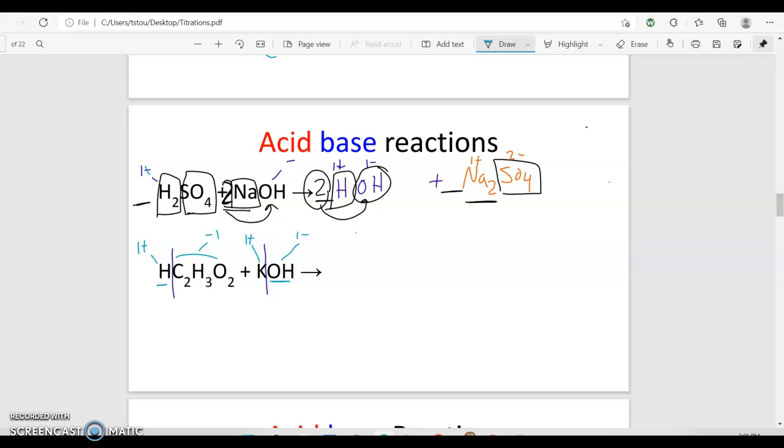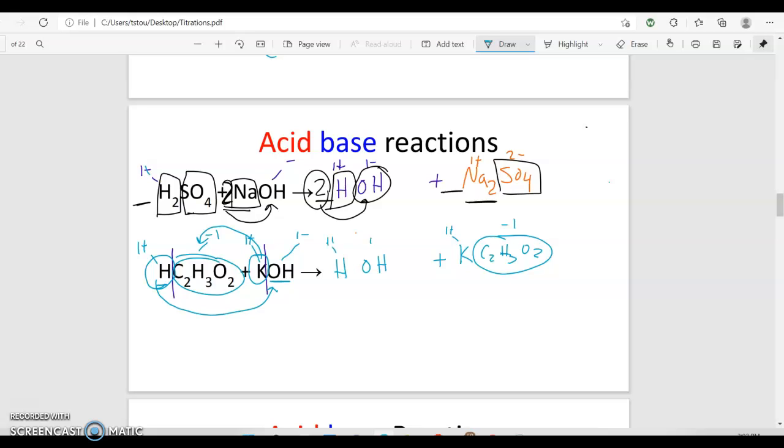Now I'm going to start connecting them. Take my plus thing, connect it to the minus thing on the other guy. HOH. Now take my other plus thing and connect it to the minus thing on the other side. K, C2H3O2. This whole thing is worth a 1 minus, so I put that whole thing on there. K is a 1 plus. This whole thing is a 1 minus. It's good. I've got everything balanced here.